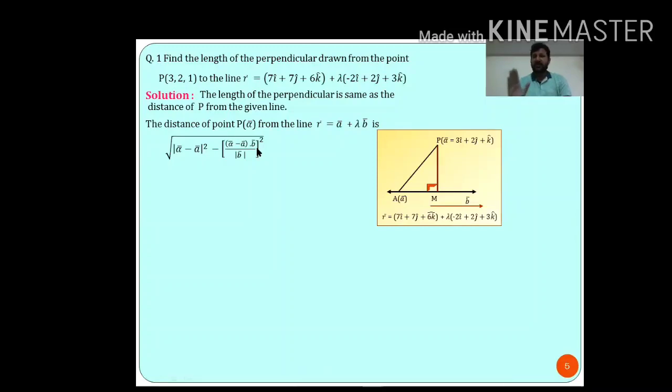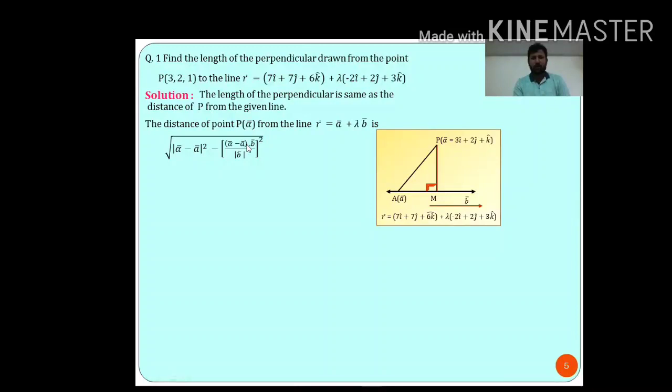Let us check. Calculations are required. First, write the position vectors alpha bar and A bar. Then calculate the difference and find its magnitude. One part is complete. Then take the difference alpha bar minus A bar and its dot product with the vector B bar. Also find the magnitude of vector B bar. Then substitute all these values inside the square root. You will get the length of the perpendicular. Let us see the calculation one by one.